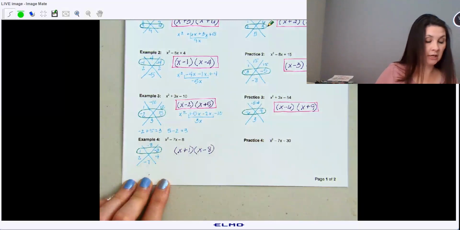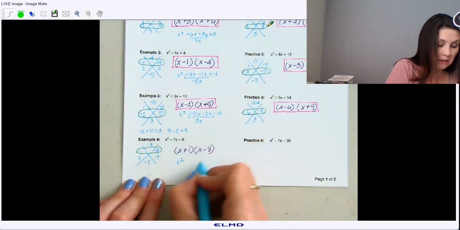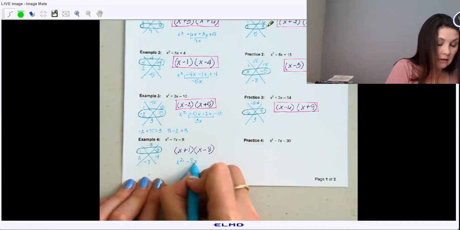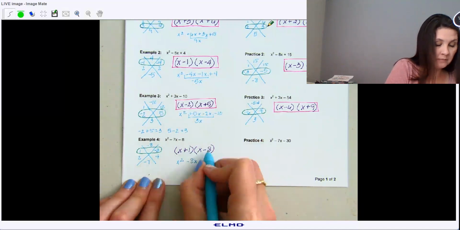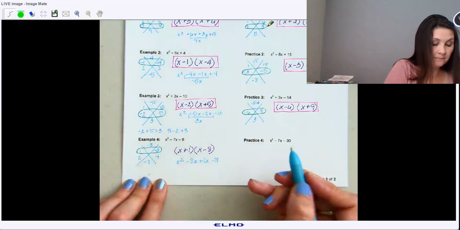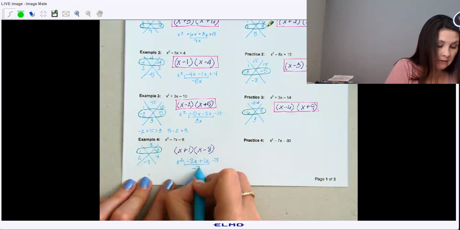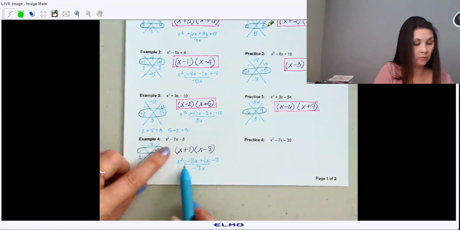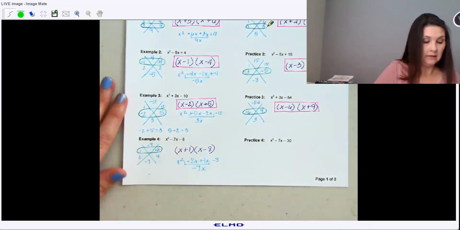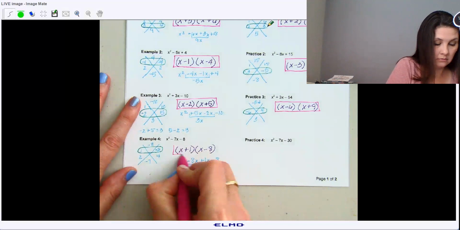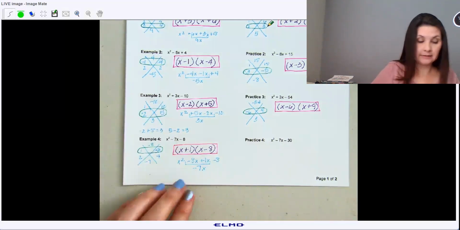We're going to use FOIL to check this. X times x is x squared. X times negative 8 is a negative 8x. 1 times x is 1x, and 1 times the negative 8 is minus 8. Then I combine my like terms, and I get a negative 7x. So we have x squared minus 7x minus 8, and that checks out. So, okay, go ahead and do practice 4.